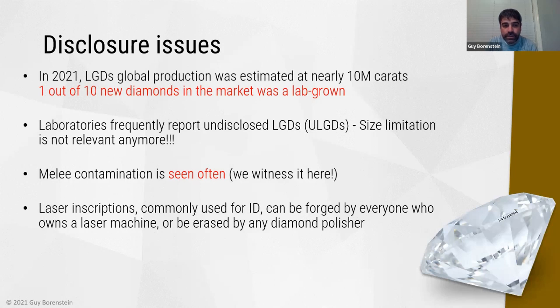The last thing is about laser inscription. People have a tendency to rely on laser inscription, saying, okay, but I have a GIA inscription so everything is okay. So just to remind everyone, every person that has access to a diamond polishing machine can erase an inscription that he doesn't like. And if he also has access to a laser machine, he can inscribe whatever he wants.